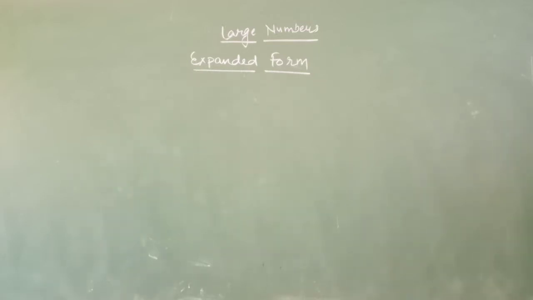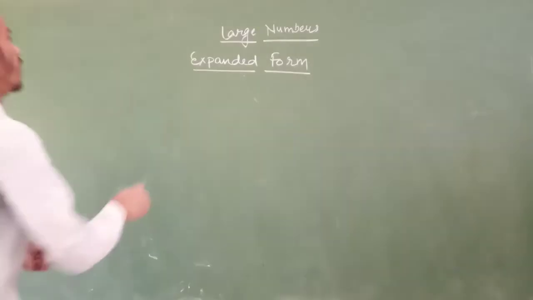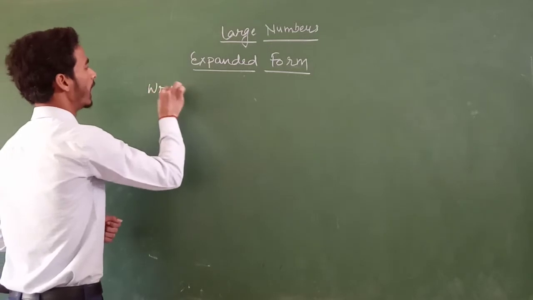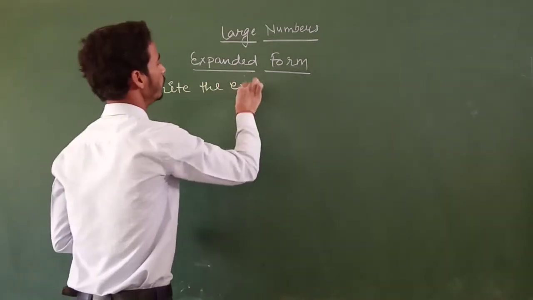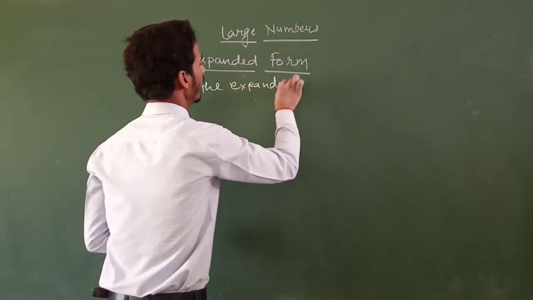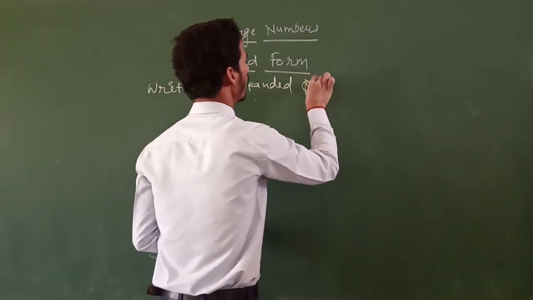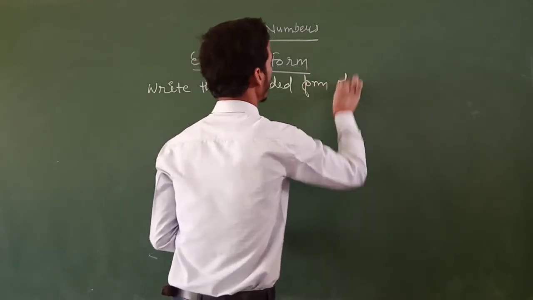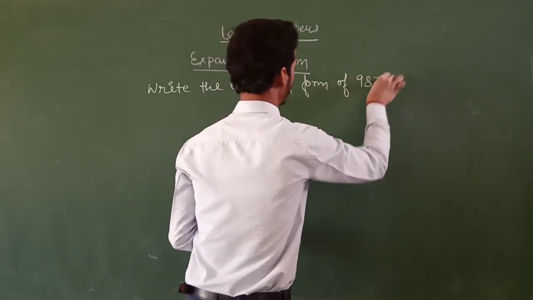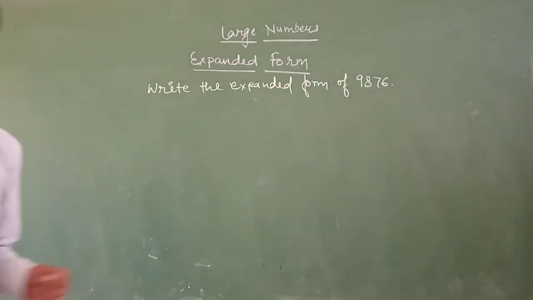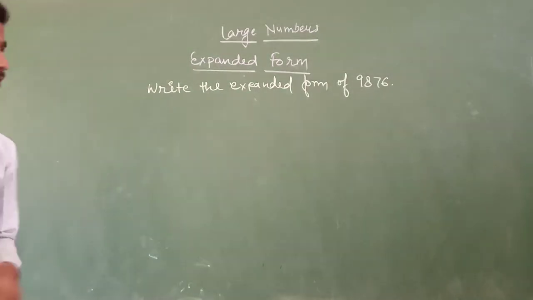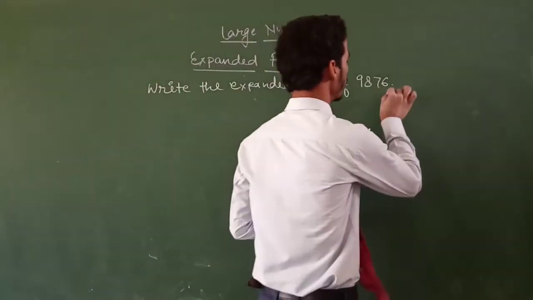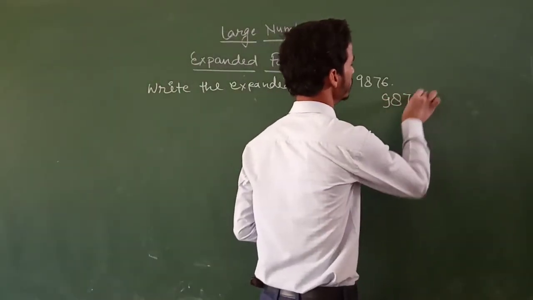There is a question: write the expanded form of 9876. Okay, we have to write the expanded form of 9876. Firstly, we have to find the place value of each digit of this number.